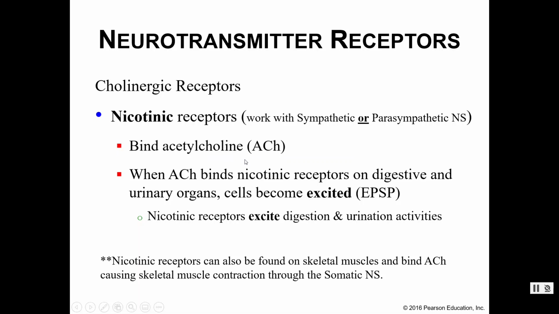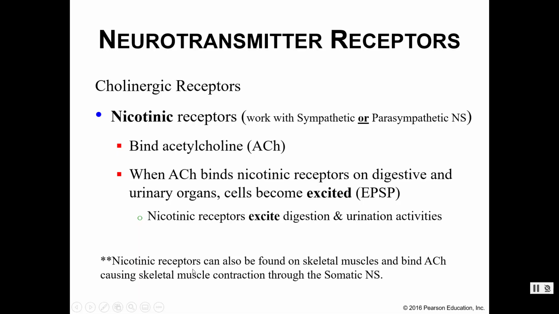When the acetylcholine binds to these nicotinic receptors, if we're talking about receptors on the digestive organs or the urinary organs, this will lead to an excitatory effect. This will lead to EPSPs. So these nicotinic receptors excite digestion and urination activities. When are we going to excite digestion and urination? Those signals obviously would be coming from the parasympathetic nervous system.